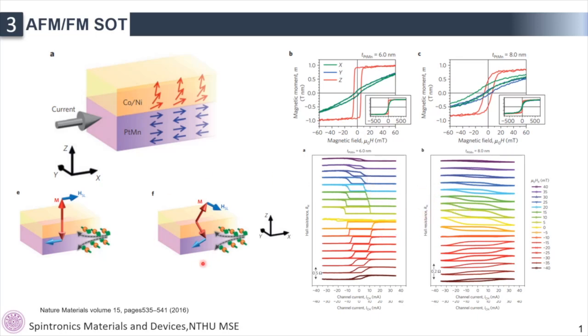In this structure, platinum manganese serves as the exchange bias source as well as the SOT source. Thus, field-free SOT switching of the perpendicular magnetized ferromagnet can be achieved.